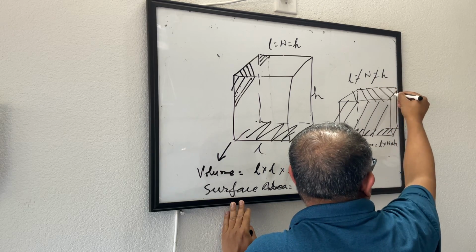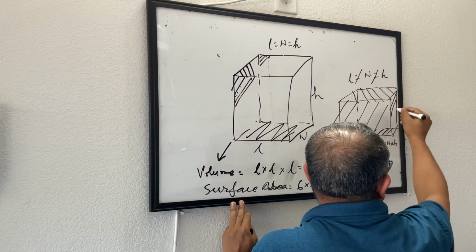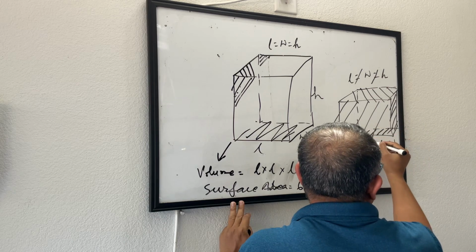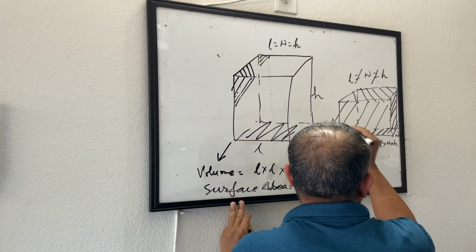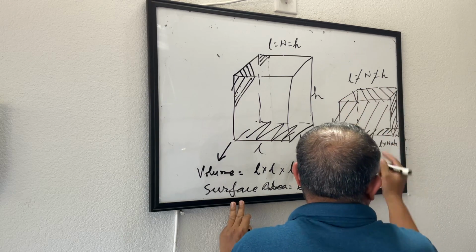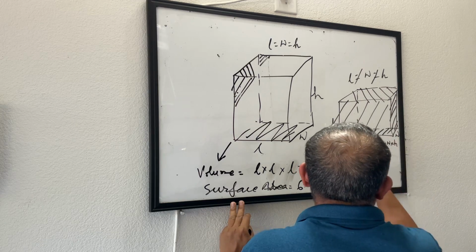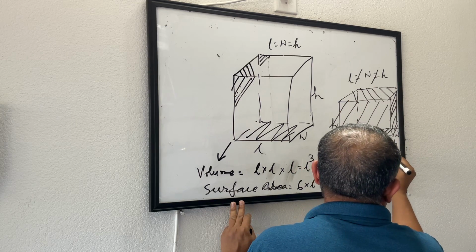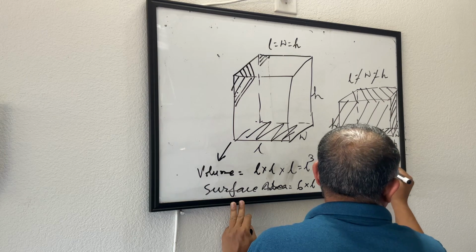I'll multiply that by 2. Let's find out the area of the side. Multiply that by 2. If this is length, this is width and this is height, the area of the front is length into height. Length into height, multiply that by 2.